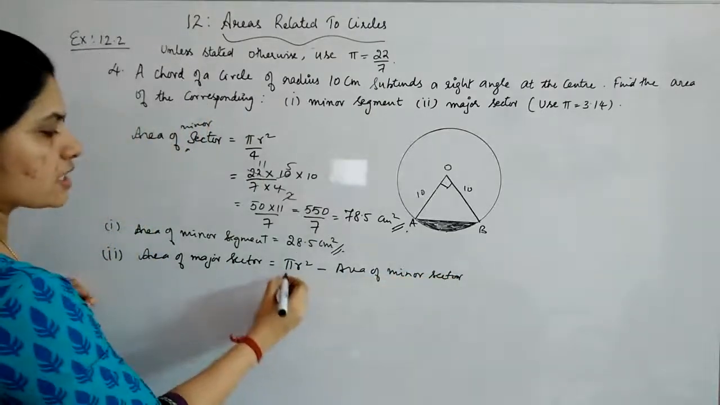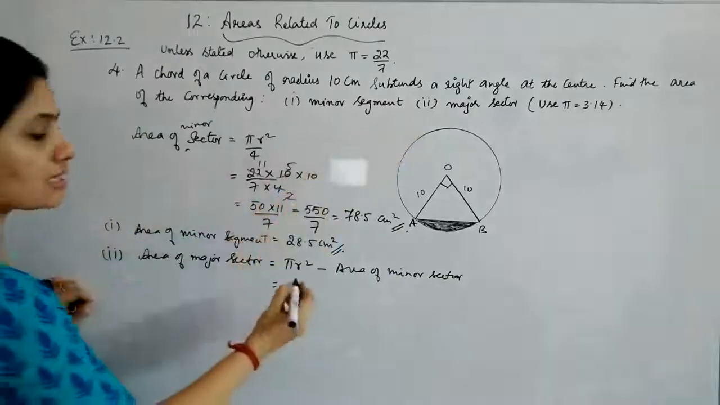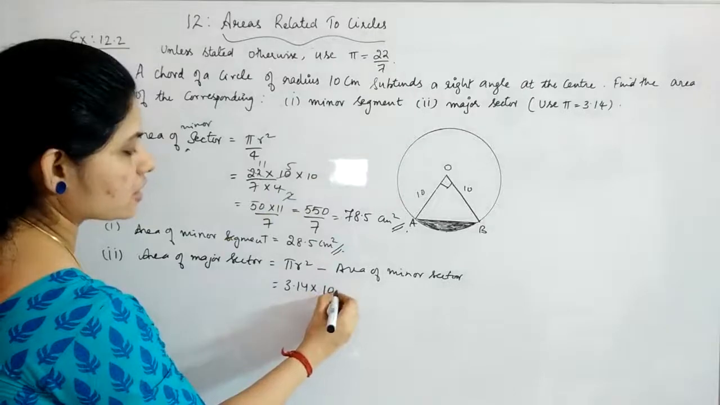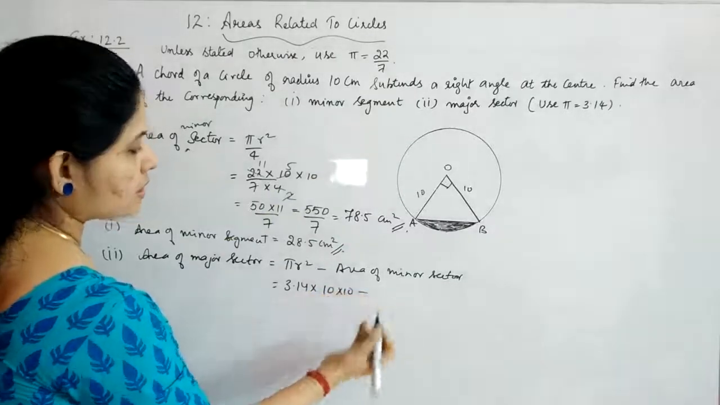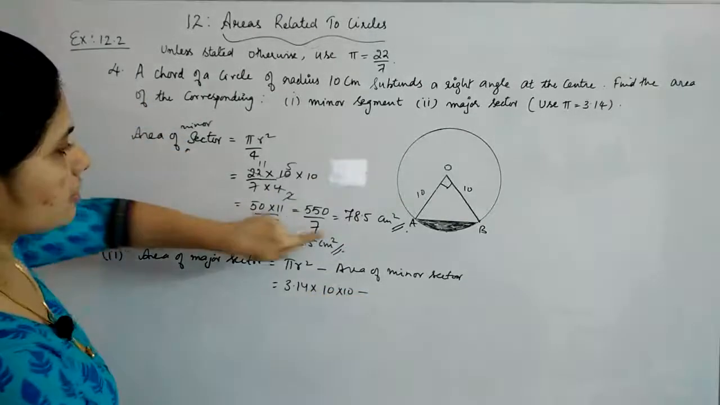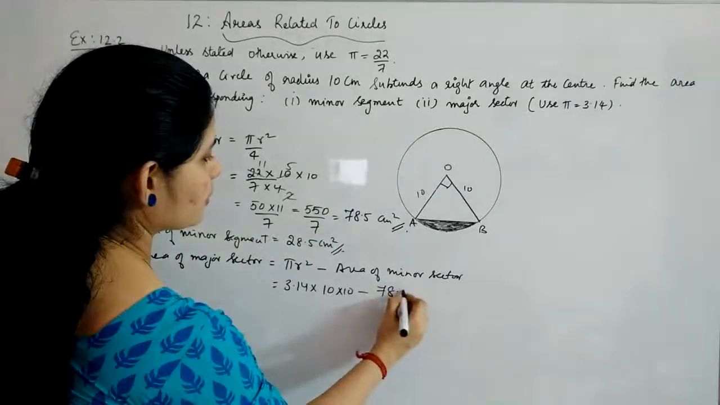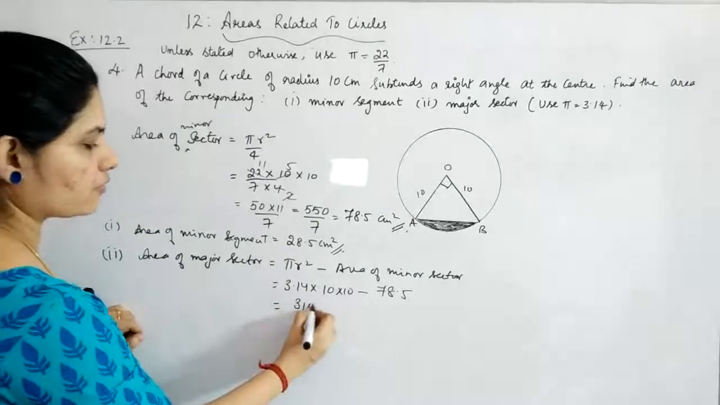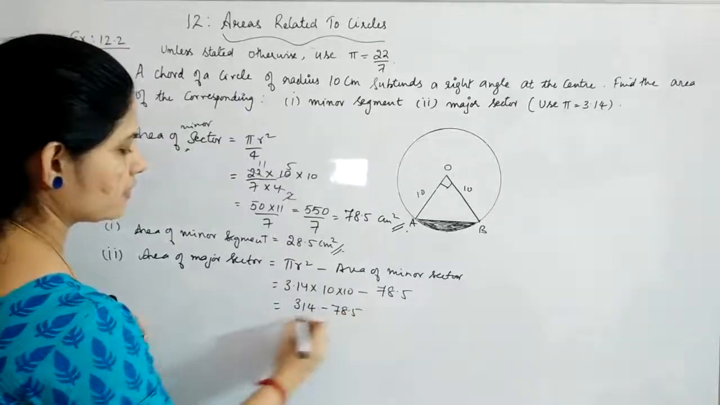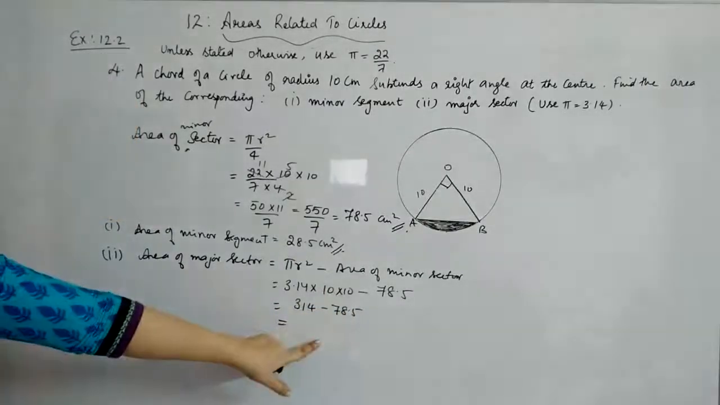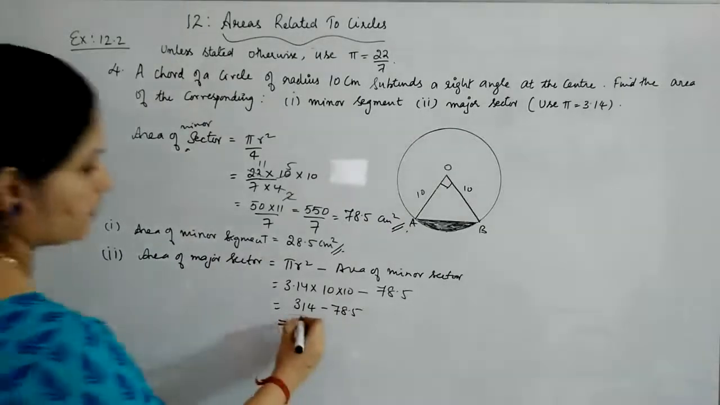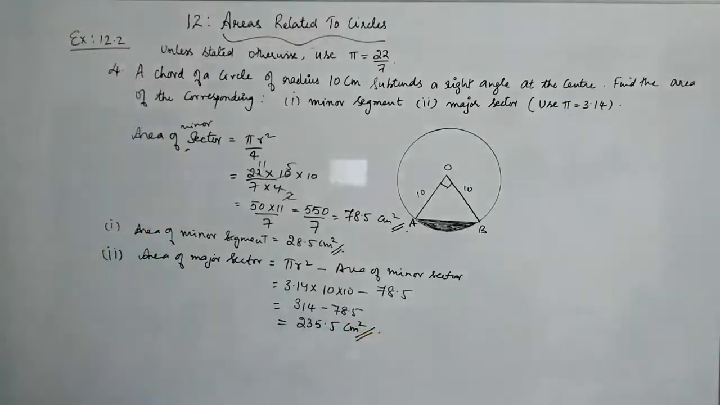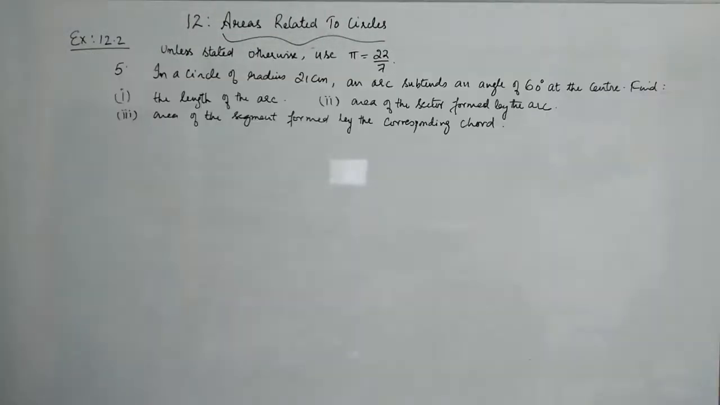So you'll get pi r square. Again, for the second, you can use pi as 3.14. So 3.14 into r square is again 10 into 10, minus the area of the minor sector, which you have got to be 78.5. So 3.14 into 100 will give you 314 minus 78.5, and the subtraction of these two will give you 235.5 centimeter squares. So this is the area of the major sector.